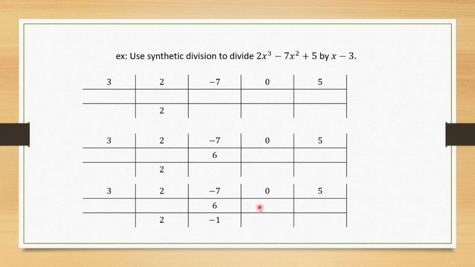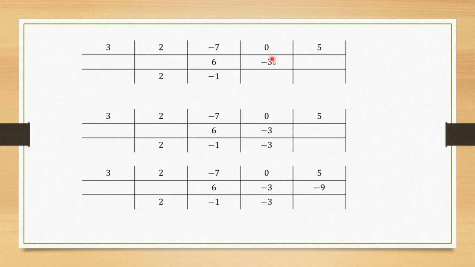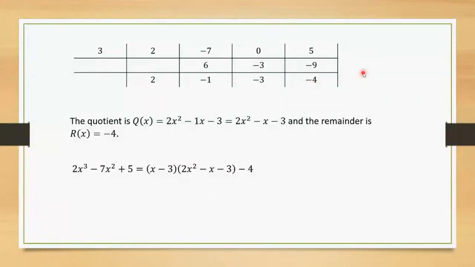But now the process repeats. So over here, as you can see, you're going to have 3 times -1, which is -3. And that's going to go here. Then you add, you're adding it to 0, so that's just -3. Okay, again, same idea. 3 times -3 is -9. -9 goes here. We add 5 and -9. 5 plus -9 is -4. There's no columns left.